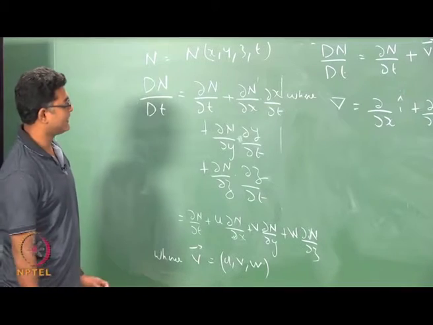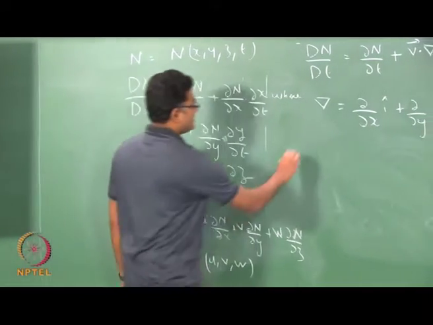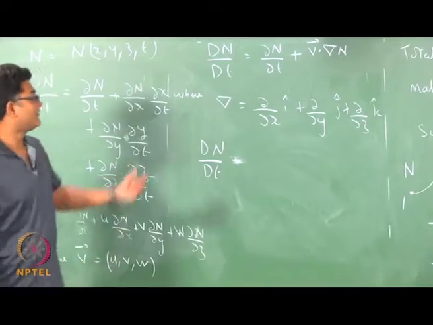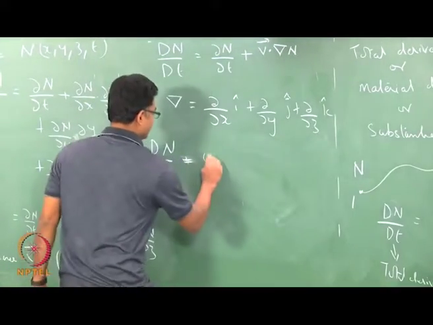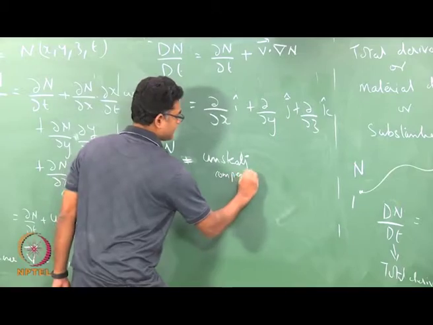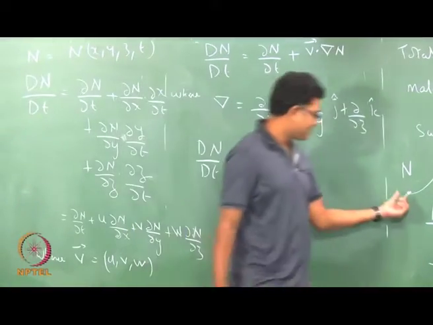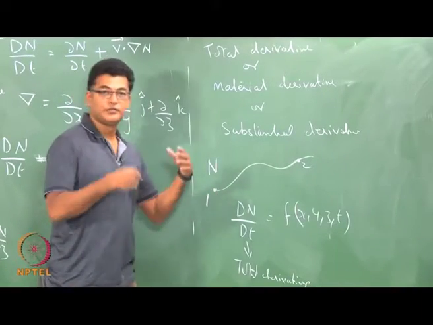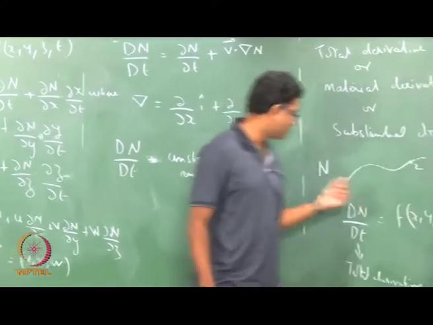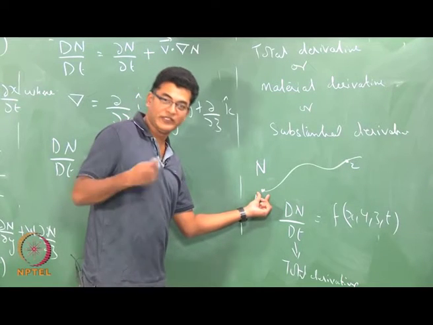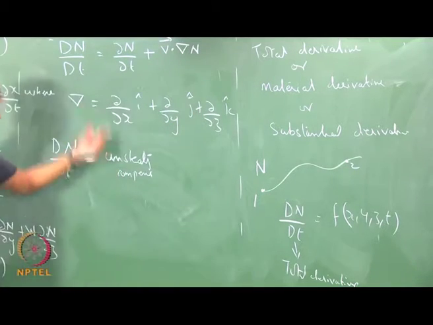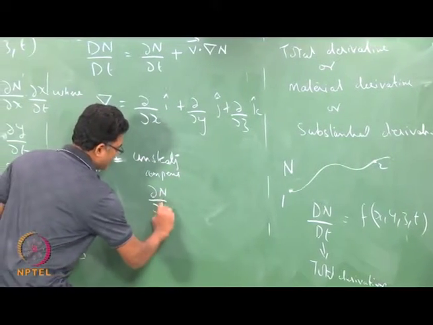Now, let us look at what exactly it means. Your Dn by Dt is a combination of two terms. One is the unsteady component, meaning the property that changes from time t to time t plus delta t. So, n is a function of time also. This n that is measured at some location is going to be different if you measure it at a different point of time. That is this part, dou n by dou t.